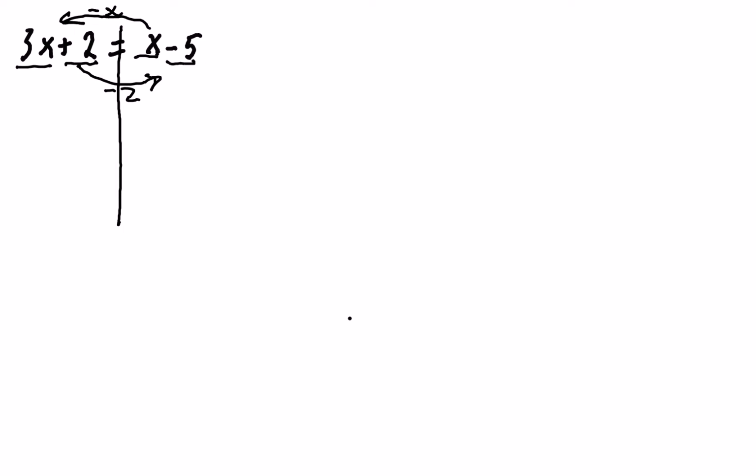So let's work that out. On the left hand side, the 3x did not move, so our 3x is there. Now the x moved over and became a negative x, so that will be 3x minus x equals. On the right hand side, remember this x has already gone to the left. Now we have negative 5. Negative 5 did not move.